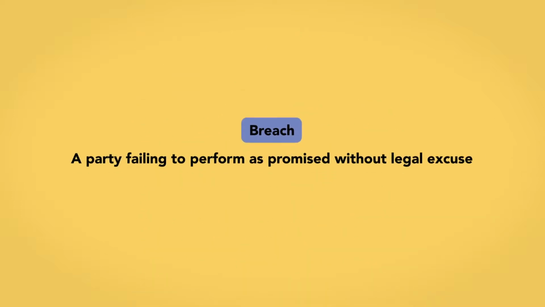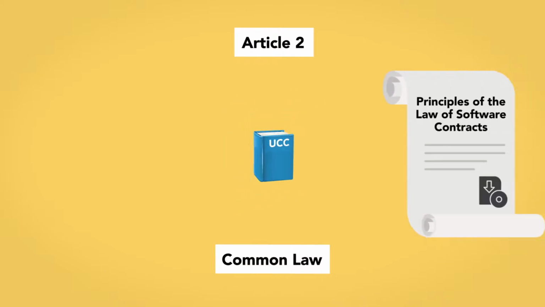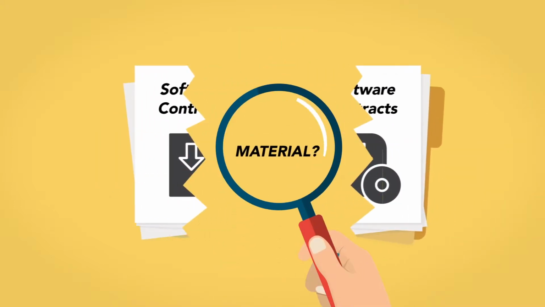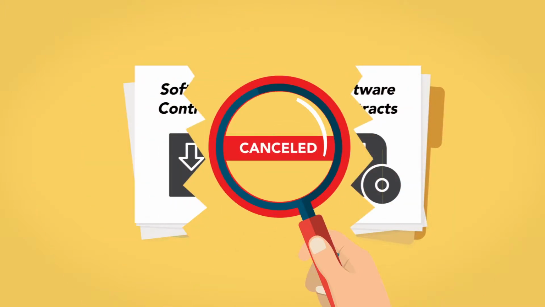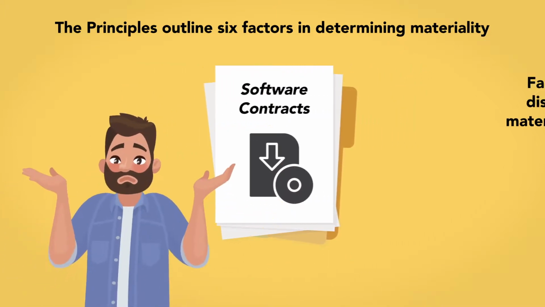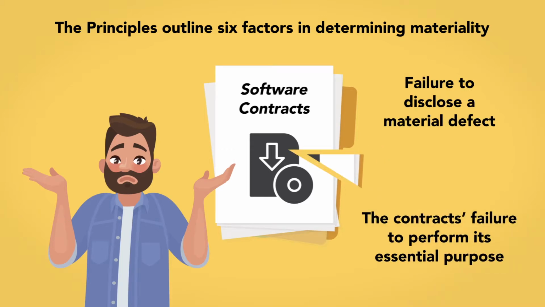It defines breach as a party failing to perform as promised without legal excuse. This definition is consistent with UCC Article 2 and the common law, but it also includes key clarifications regarding agency and warranty issues that commonly arise in digital transactions. In determining whether a breach is material, thus warranting cancellation of the contract, the principles outline 6 factors in determining materiality. Examples include a supplier's failure to disclose a material defect and the contractor's failure to perform its essential purpose.